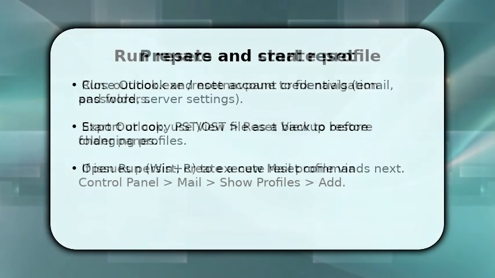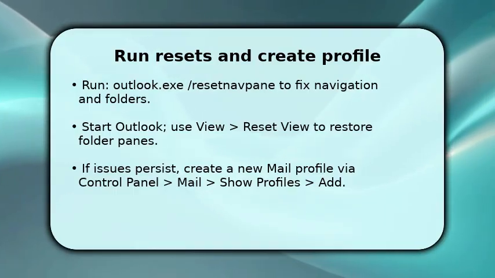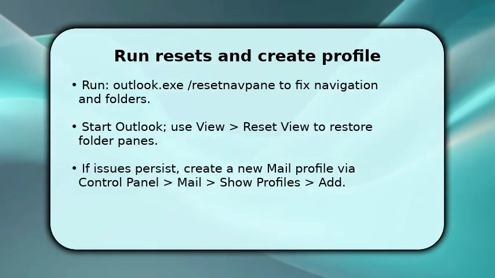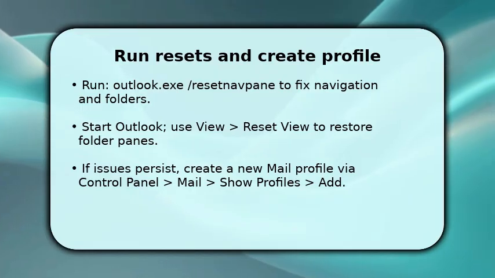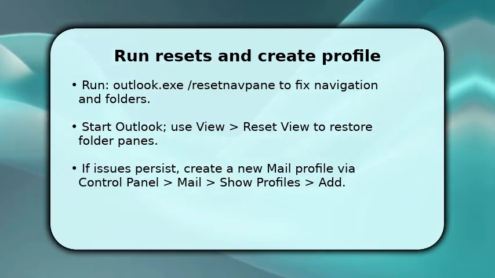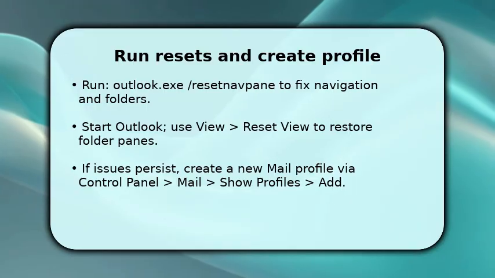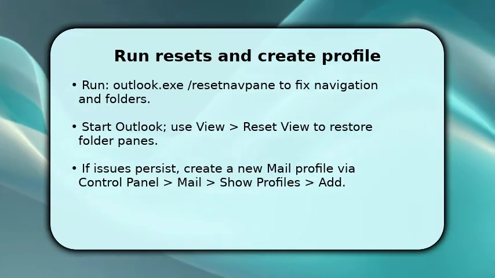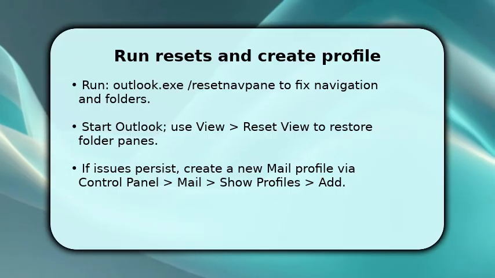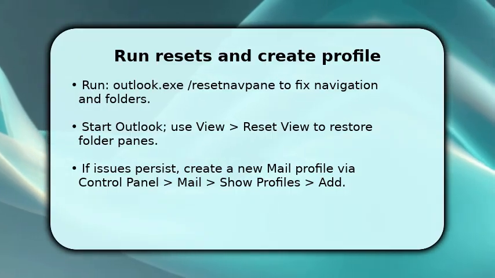You'll run Outlook.exe /resetnavpane from Run. This clears corrupted navigation settings and often fixes missing folders. Once Outlook opens, go to View and choose Reset View to undo column, sort, and filter changes. This restores default displays. If mail behavior is still off, create a fresh profile.